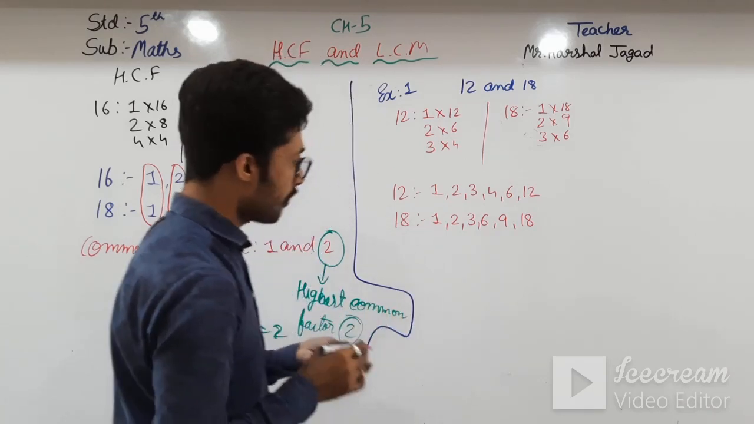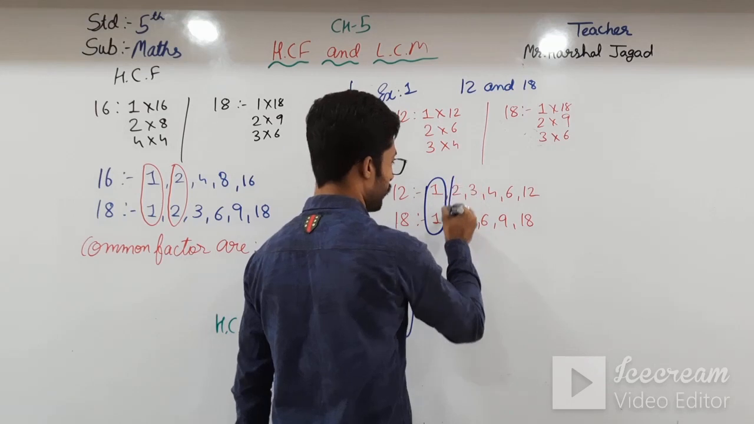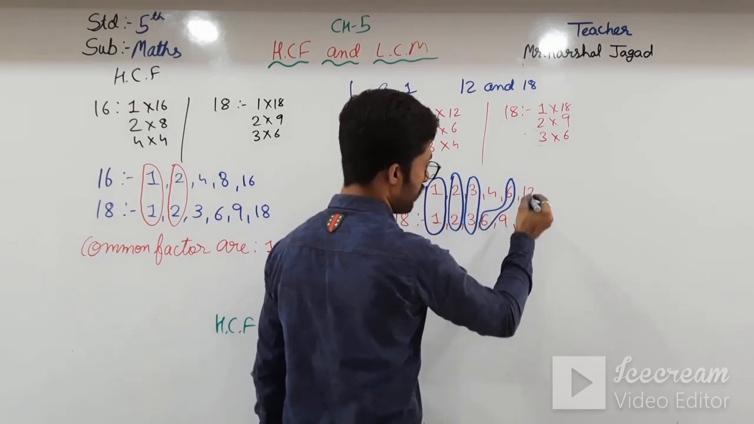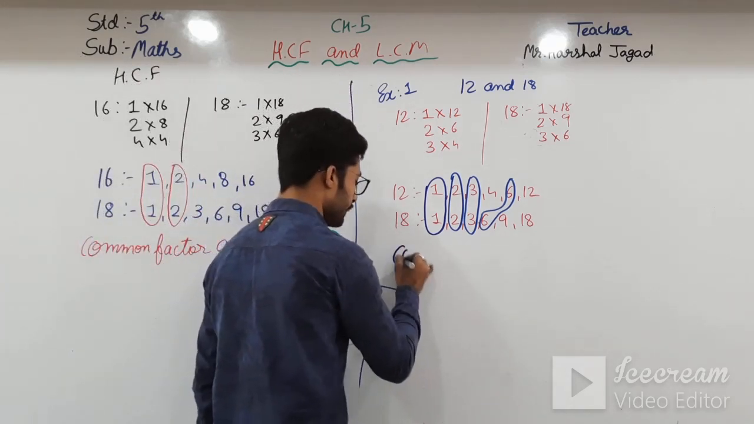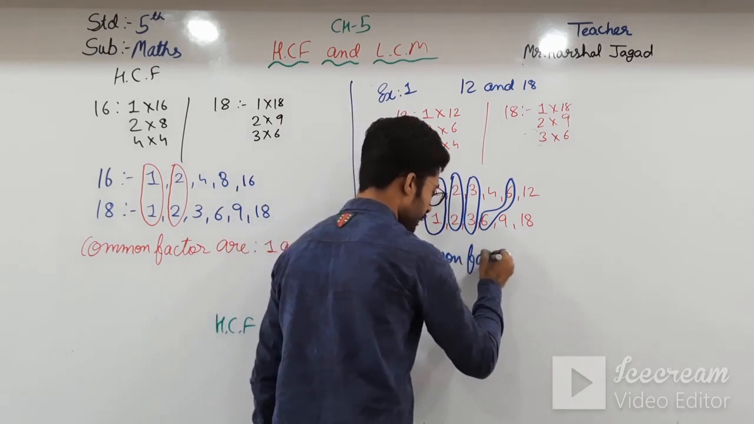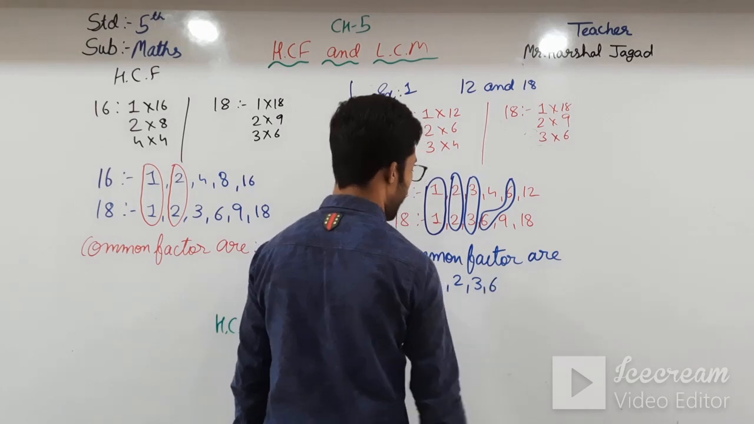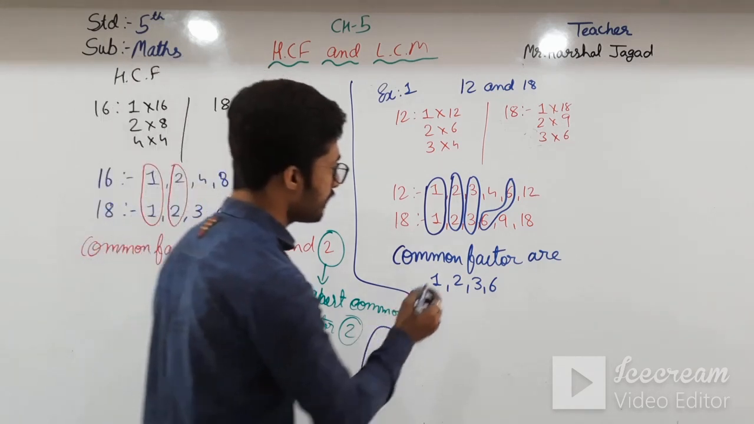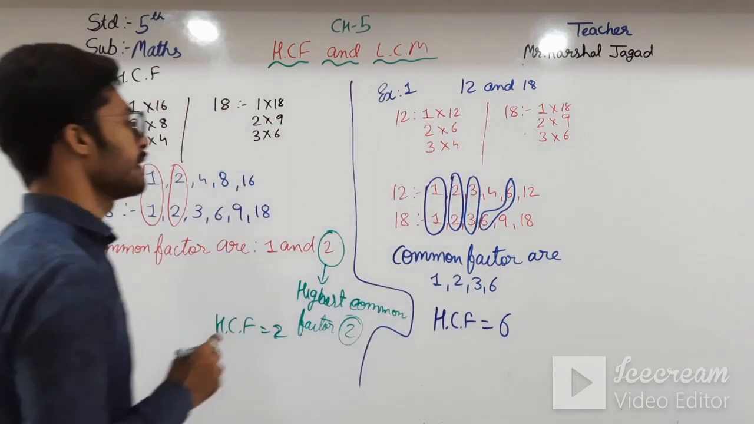From this we can find the common factors. See here, common factors are 1, 2, 3, 6. So the common factors are 1, 2, 3, and 6, and the highest one, which is the highest one, that is 6. So the HCF is equal to 6.